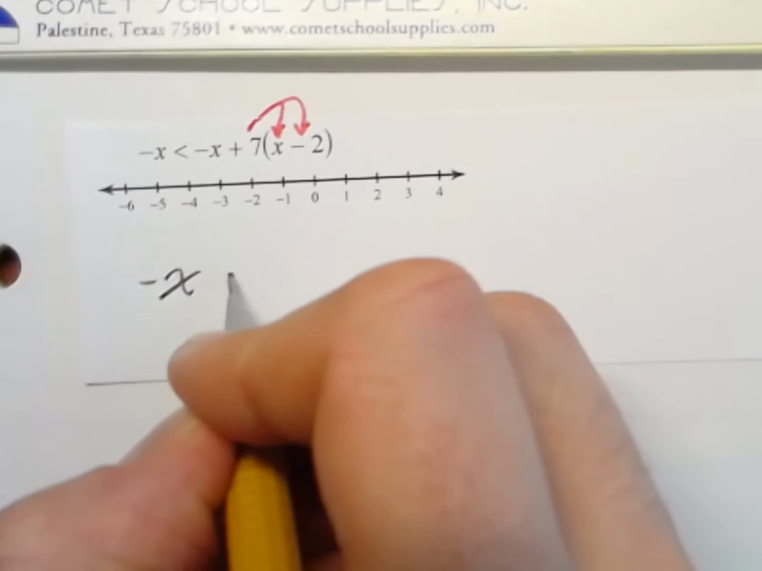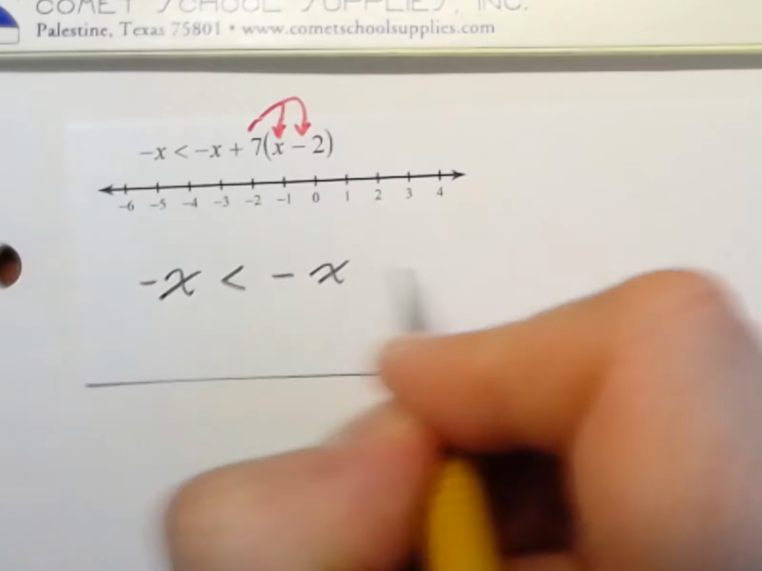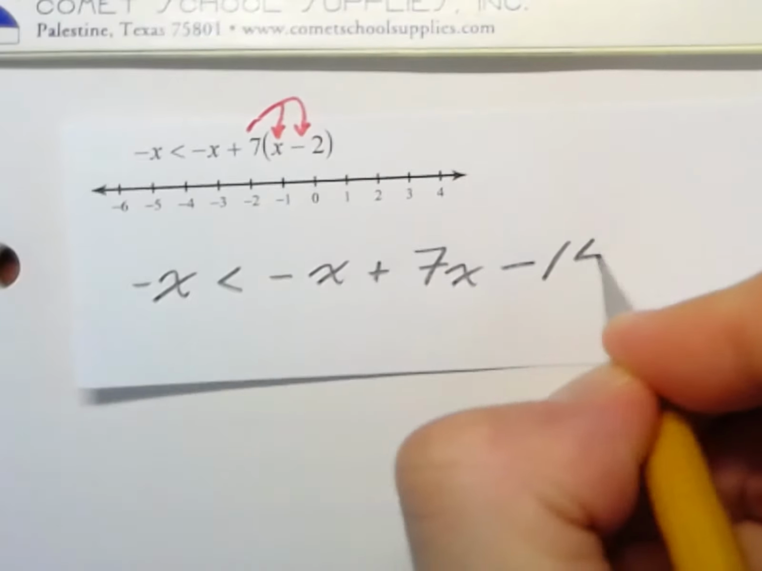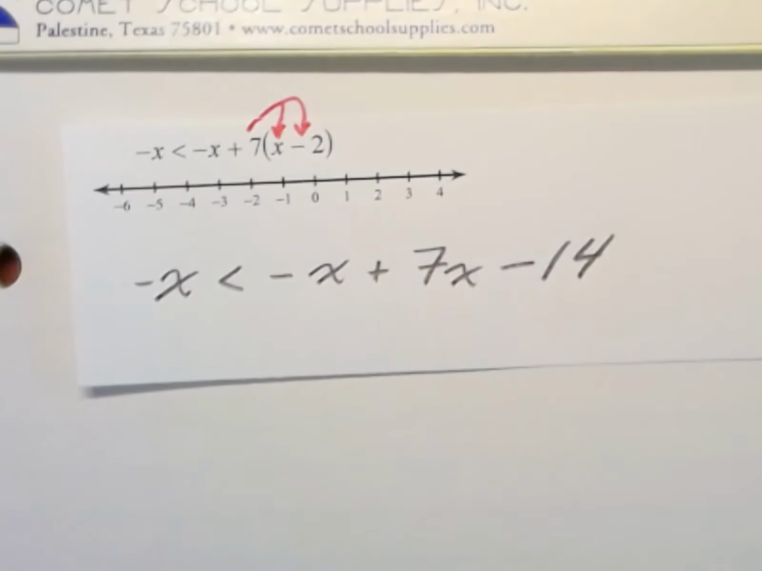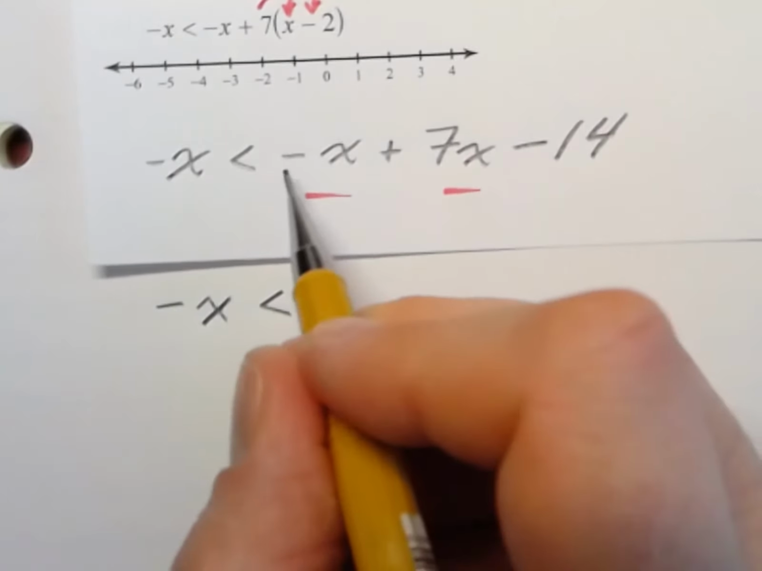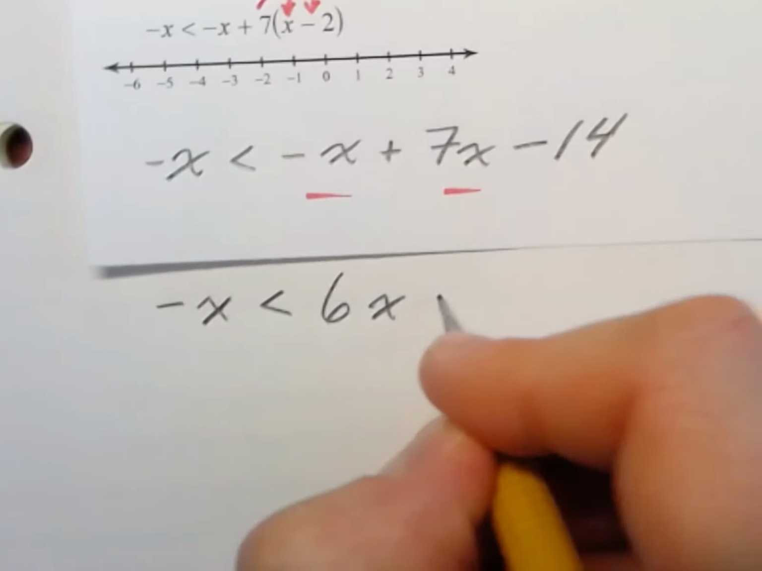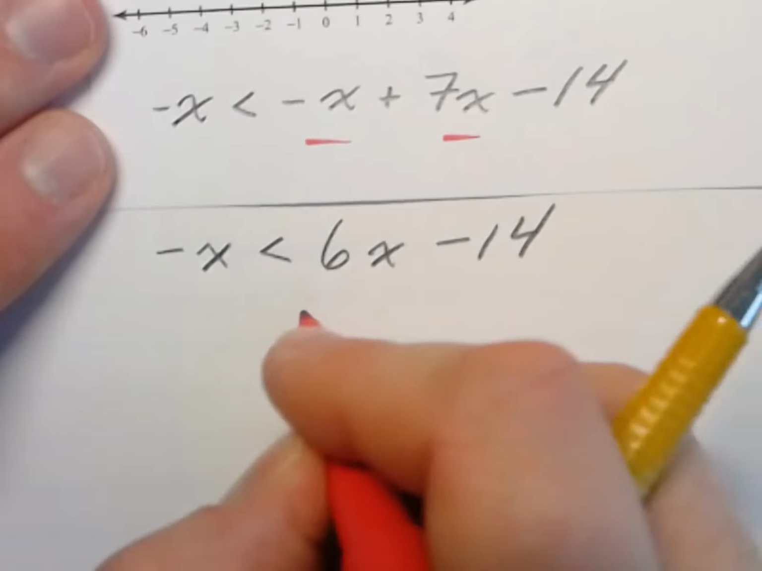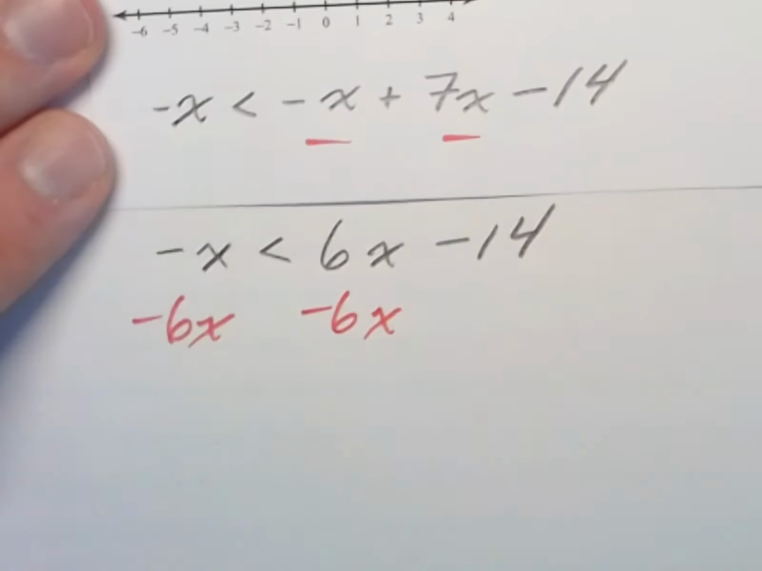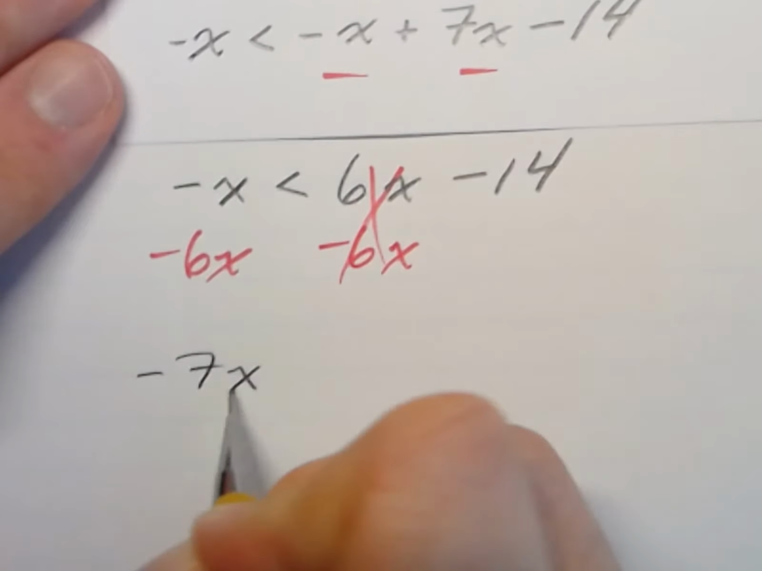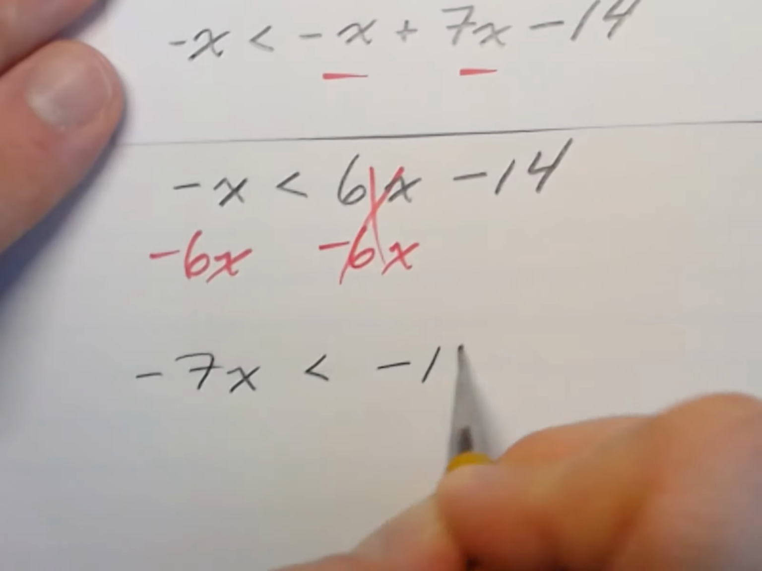Minus x, 7x, minus 14. Okay, I can combine those two. So I'm getting a minus x, getting a 6x and a minus 14. Let's go ahead and get the x's over to the left, so subtract 6x. So those go away, and so we're left with a minus 7x. I'm not changing the sign, and a minus 14.